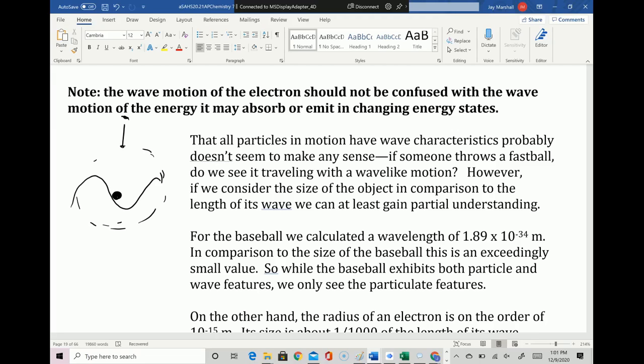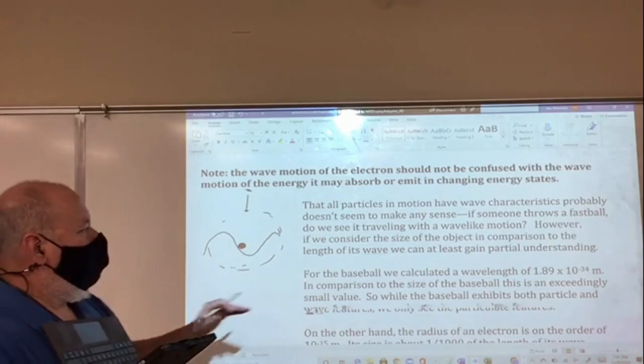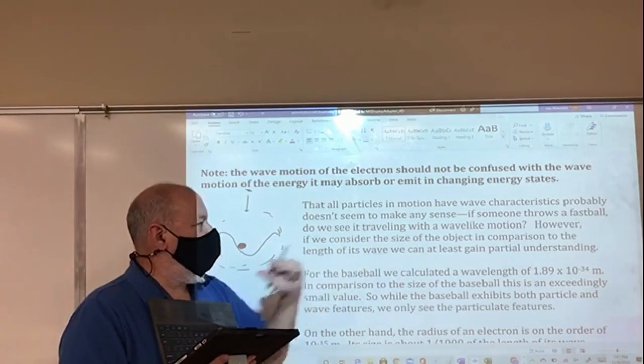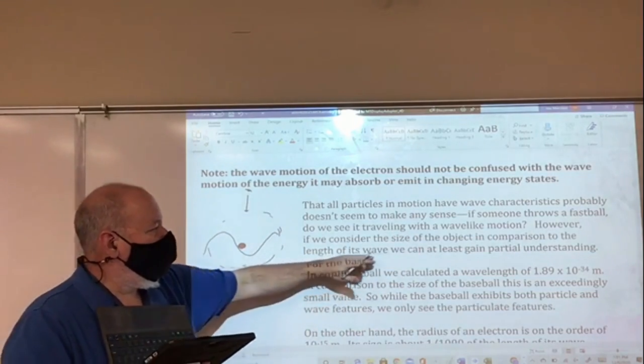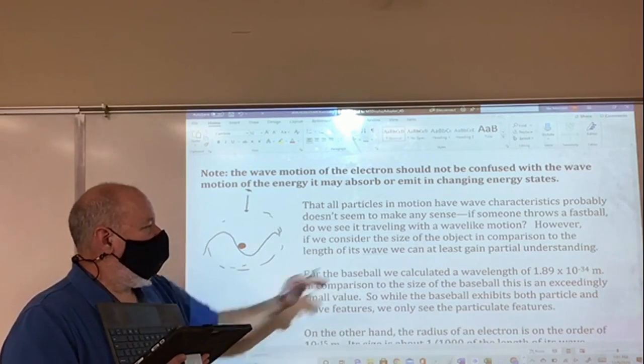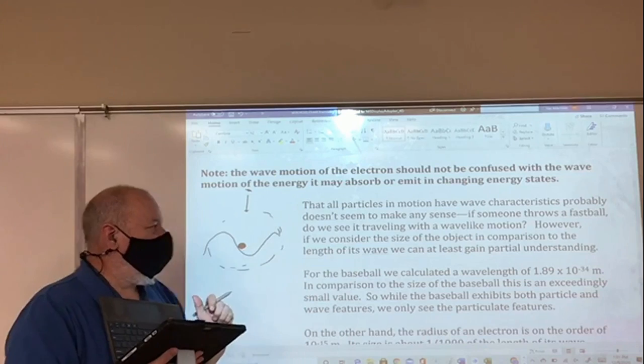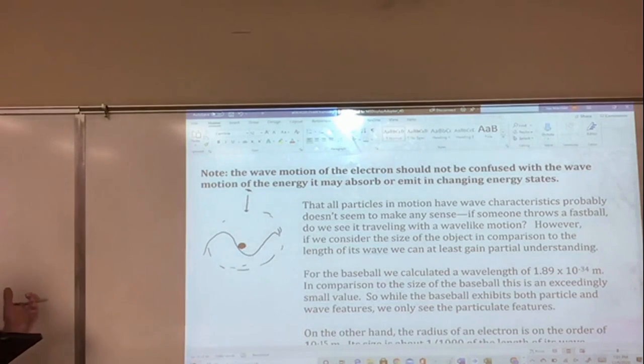Now, that all particles in motion have wave characteristics probably doesn't seem to make sense. If someone throws a fastball, do we see it traveling with a wave-like motion? We don't, do we? Okay? However, if we consider the size of the object in comparison to the size of its wavelength, we can at least gain a partial understanding.